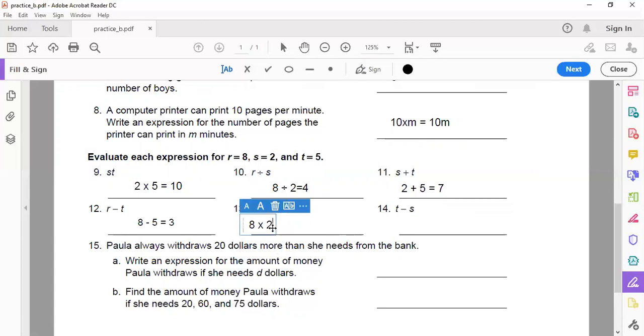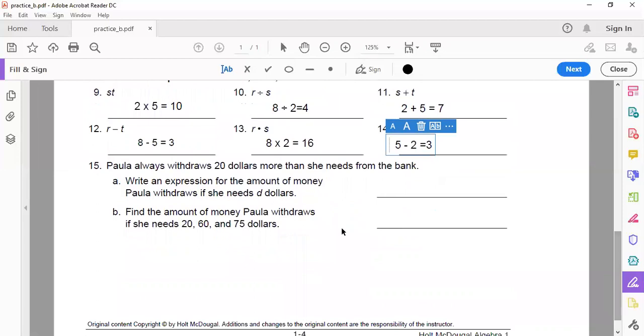The value of S is going to be 2. So 8 multiplied by 2 is going to give you 16. These are very easy numbers to calculate. Now T minus S. What is the value of T? T is 5 minus S, which is 2, is going to give you 3. I'm sure 100% everyone would have got these answers right, because it is not at all something which is difficult to solve. All right, now let's move on to another problem.